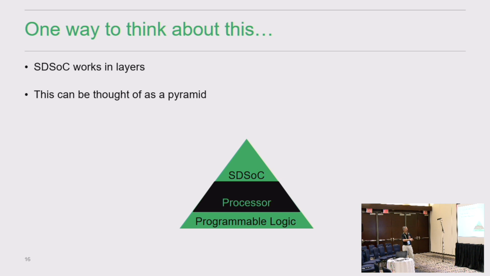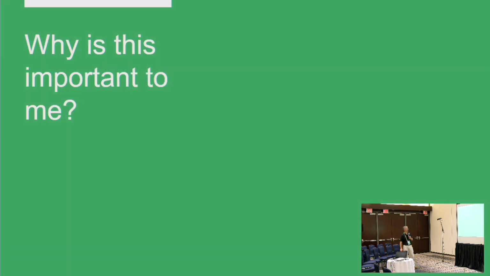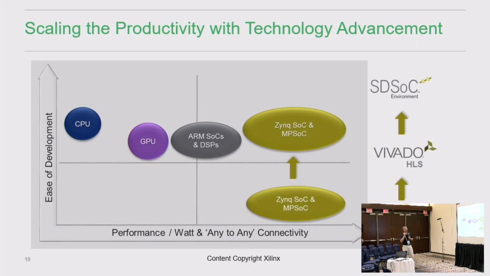Like I had mentioned about the pyramid, if you work at the programmable logic level, that's Vivado, your processor SDK, and then SDSoC kind of sits on the top and manages all of that stuff. So why is that important? I think we can all kind of understand and agree that programming for a CPU is really super easy, right? You just write the code, it just runs.